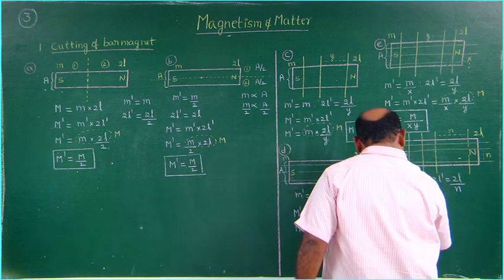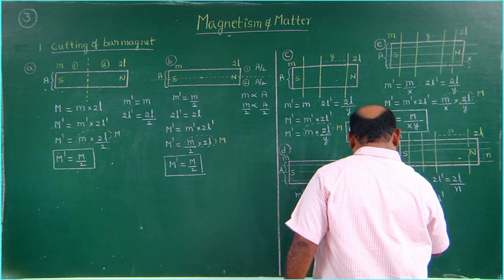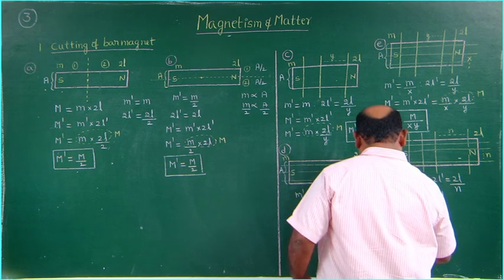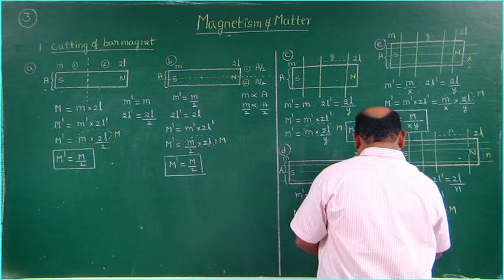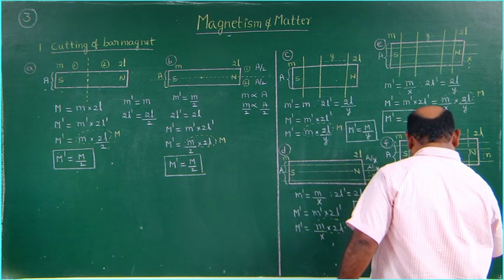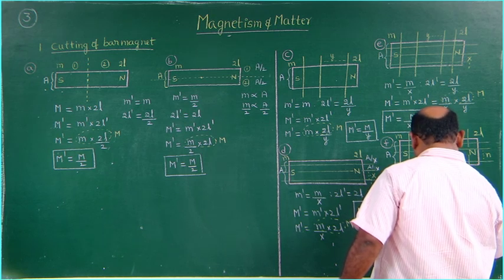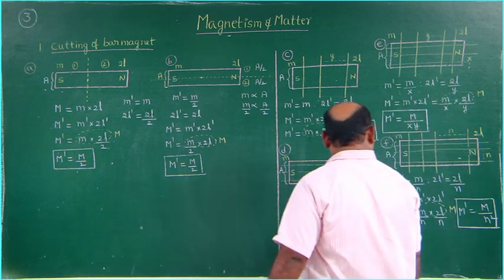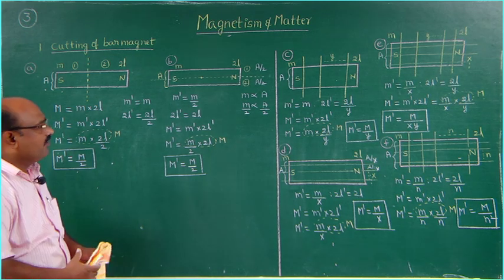Therefore, the new magnetic moment M dash is equal to the product of pole strength and magnetic length, m dash into 2L dash. M dash is equal to m by n into 2L by n. And actually, m into 2L is nothing but the magnetic moment M. Hence, the new magnetic moment M dash is equal to capital M by n square.